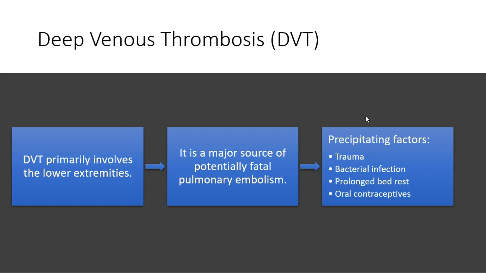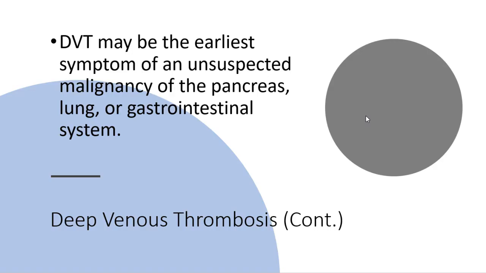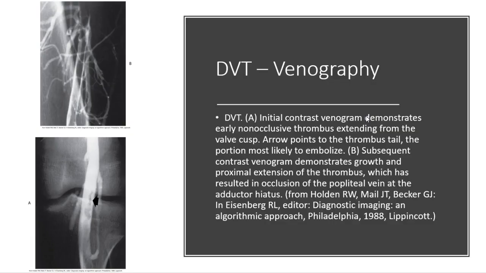I've actually seen that in the brain, where you had a clot go up into the venous system of the brain from someone flying who was on oral contraceptives. It was a really cool case. DVTs may be the earliest symptom of an unsuspected malignancy of the pancreas, lungs, or GI system. So if they're getting a DVT, we need to look and see why they got it.